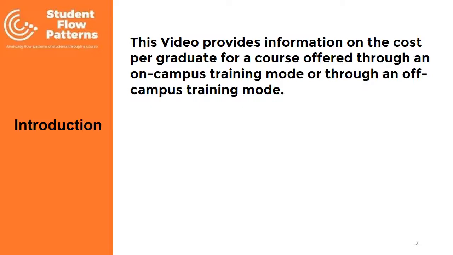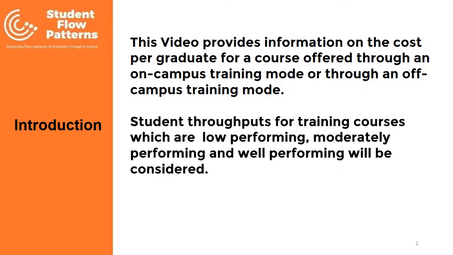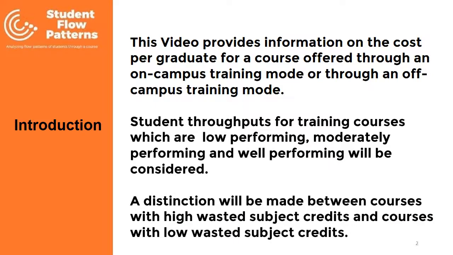This video provides information on the cost per graduate for a course offered through an on-campus training mode or through an off-campus training mode. Student throughputs for training courses which are low performing, moderately performing, and well performing will be considered. A distinction will be made between courses with high wasted subject credits and courses with low wasted subject credits.